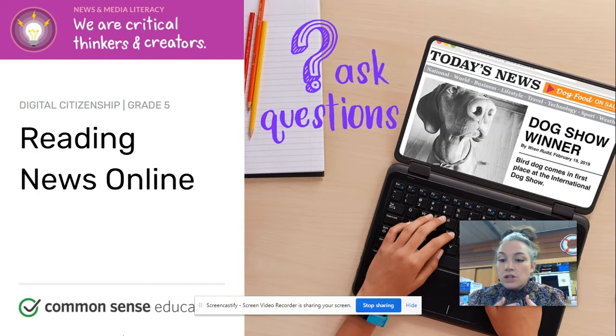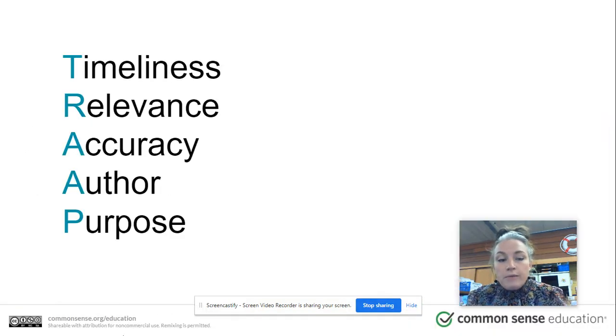A lot of our research topics, we may need to look at different news articles as we are researching, and we want to know exactly how to look at those to determine if they're accurate and giving us good information. So just to review, remember the T in TRAAP stands for timeliness. Is the date kind of recent? Is it a topic where it really needs a recent date? A lot of times with news articles, that's pretty important.